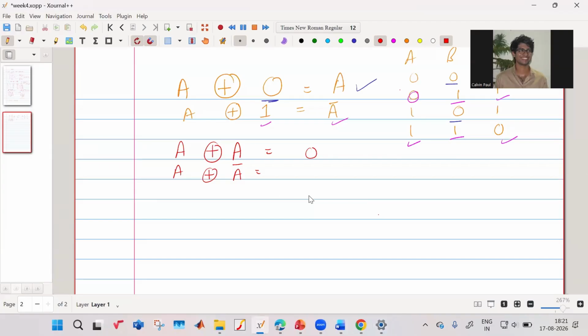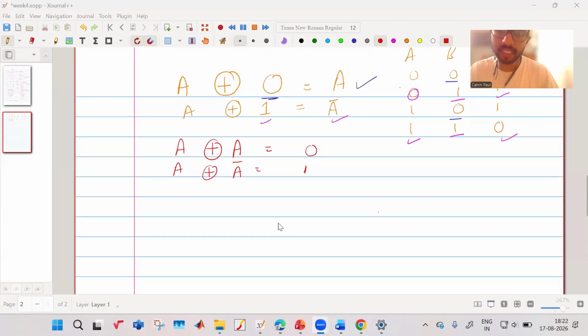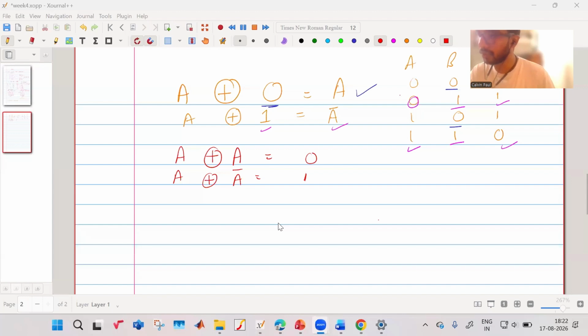Okay, so what is A XOR A bar? 1. Yeah, A XOR A bar is 1. So these are certain identities which you guys would be familiar with. If you don't know, you can understand how these things work, and it would be very useful for you.